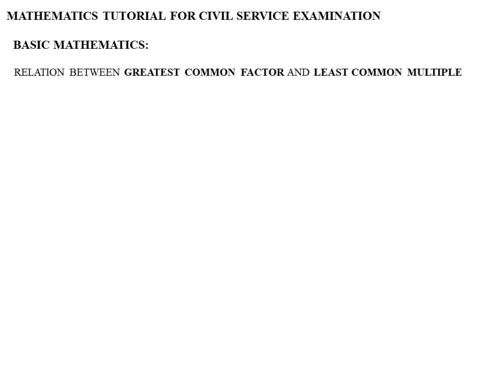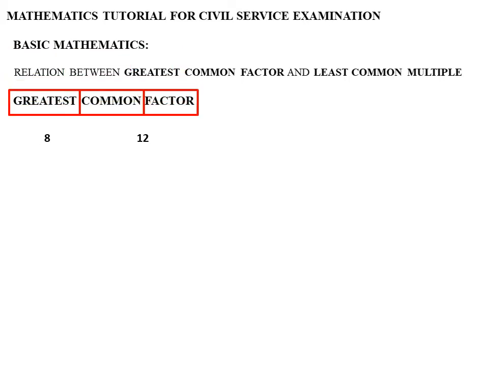For this basic mathematics tutorial video, we will discuss the relation between the greatest common factor and the least common multiple. So let's discuss first the greatest common factor. Let's say we are required to compute the greatest common factor of 8 and 12. To know how to compute it, we just need to understand first the meaning of these three words: the greatest, the common, and a factor.